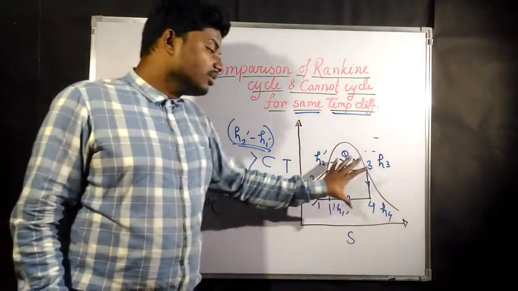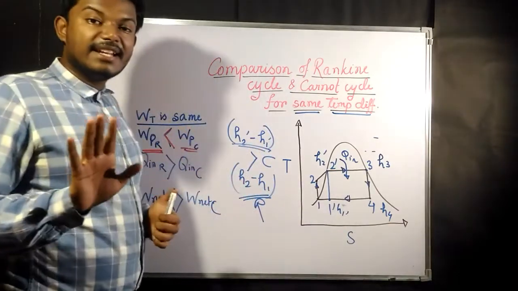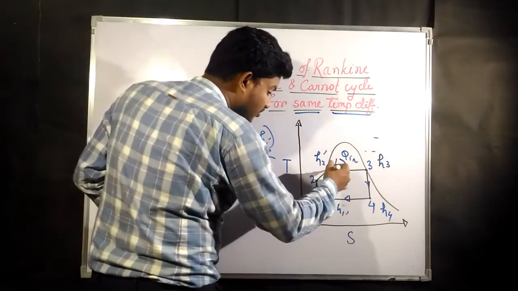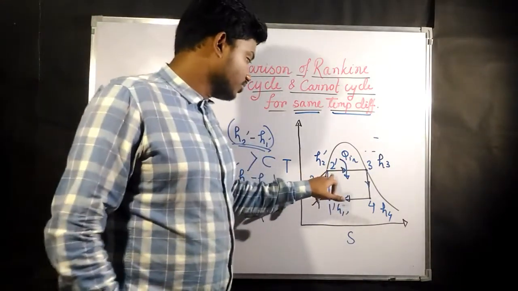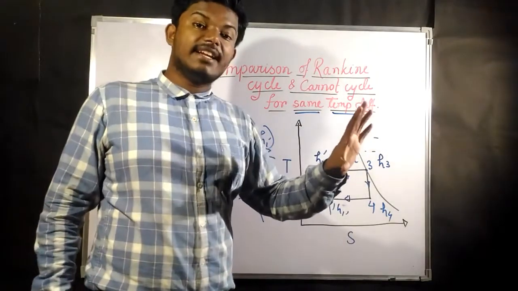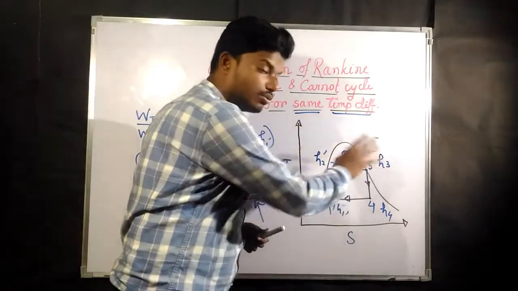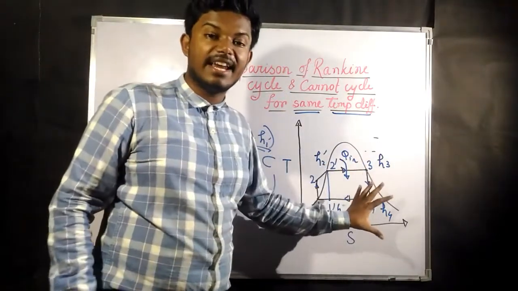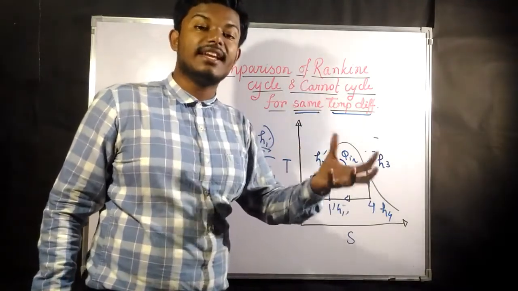Now again, you can see what is going to be the heat addition process. The heat addition process is nothing but the area under the curve. For the Carnot cycle, the heat addition process is 2 dash to 3 dash, that is, 2 dash to 3. If you project this on the entropy diagram, whatever area it gives is going to be the total heat addition.